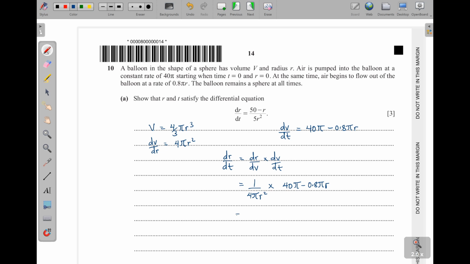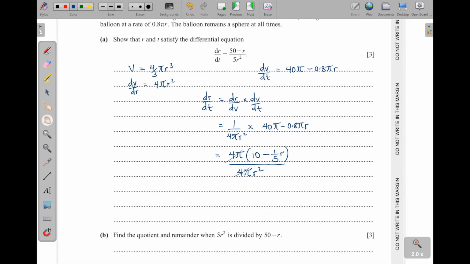And then from here, based on what I'm seeing, we are not having any decimal. I can factorize out something here. Pi is common, so I can factorize out a 4 pi in the numerator. So that means we shall have 10, then minus 0.2, and 0.2 is the same as 1 over 5, of r. Then down here we have 4 pi r squared. So 4 pi will cancel.